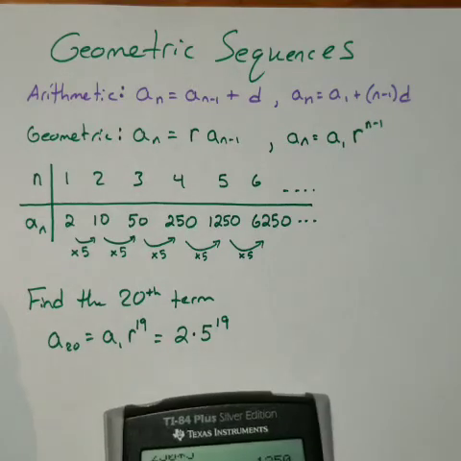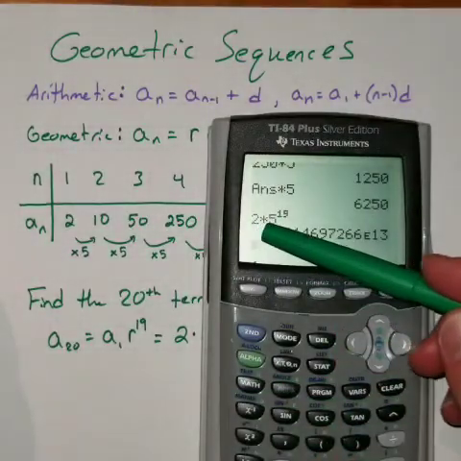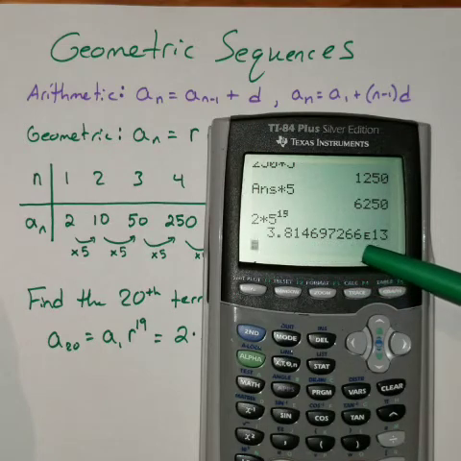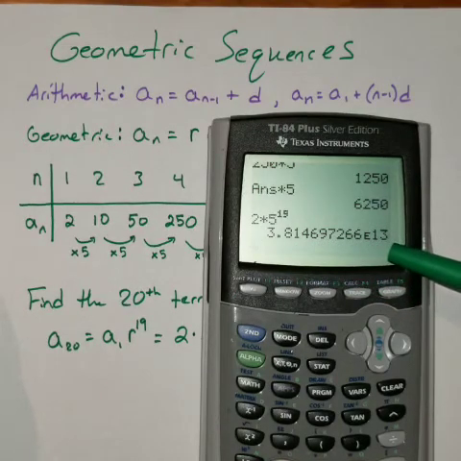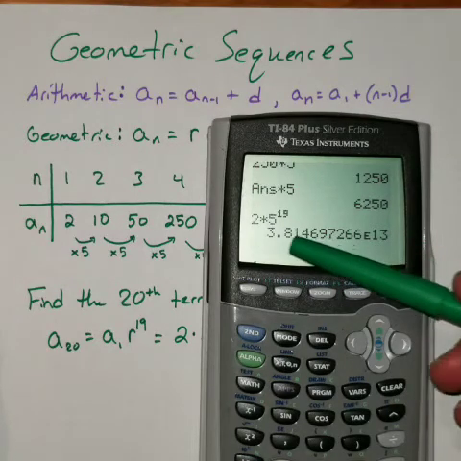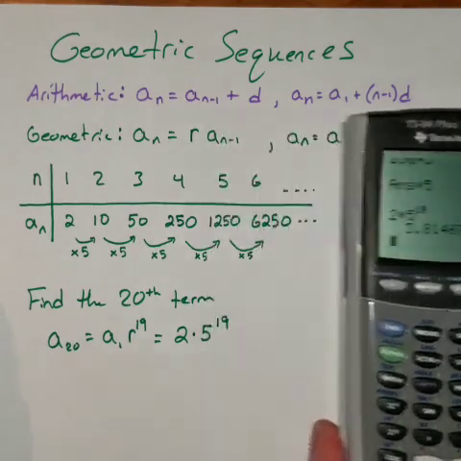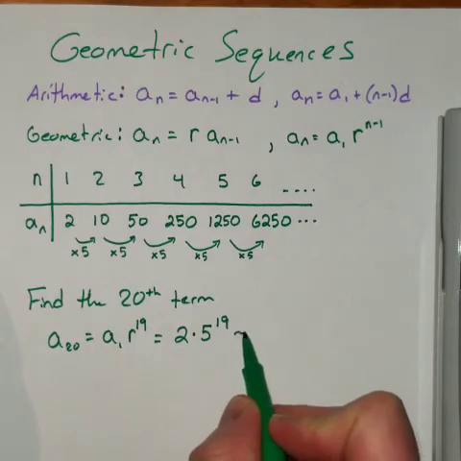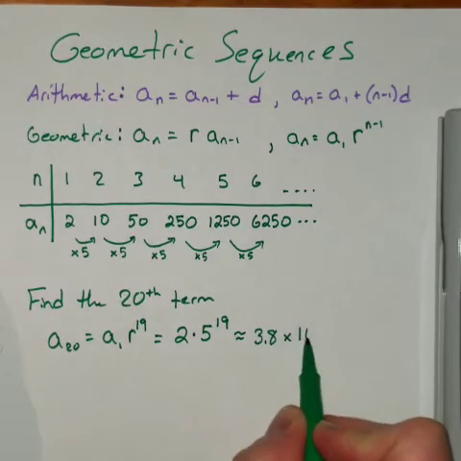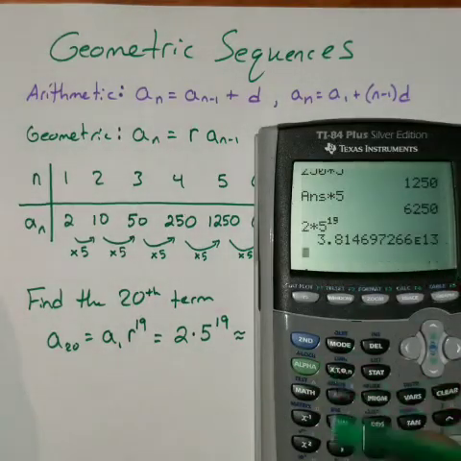In fact, it might even be worth showing this. So I get 2 times 5 to the 19th is 3.814 E13. That means this is scientific notation, meaning times 10 to the 13th power. I'd have to move that decimal 13 places to the right. So this is a big number, right? It's approximately 3.8 times 10 to the 13th power, but obviously I'm rounding. There's tons more decimals here.